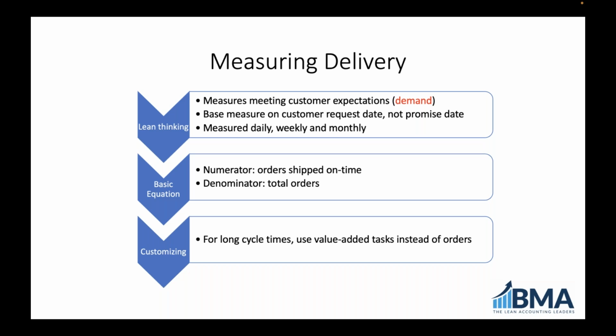Now, customizing the measure. If your company has long cycle times, for example, you don't get orders out in one day. They take maybe weeks or months because of your product. Or in software, you don't release software every day or every week. So if it comes to long cycle times, you want to use the value-added tasks that need to be completed daily, weekly, or monthly to drive getting the order out and meeting customer expectations.